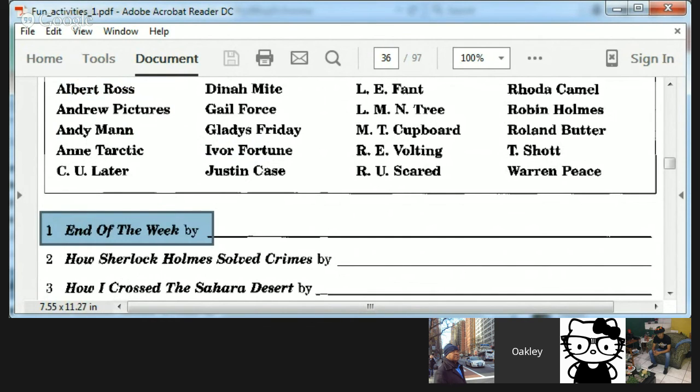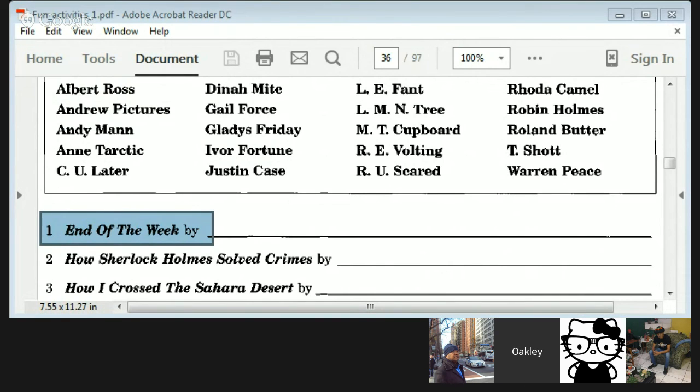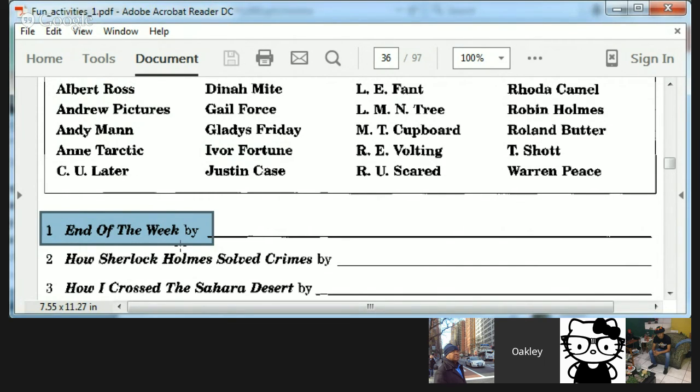So, for example, Egbert, are you there? Yes, teacher. Okay, go ahead and read this. End of the week by. All right. Which would be the logical name here? Can you figure it out?